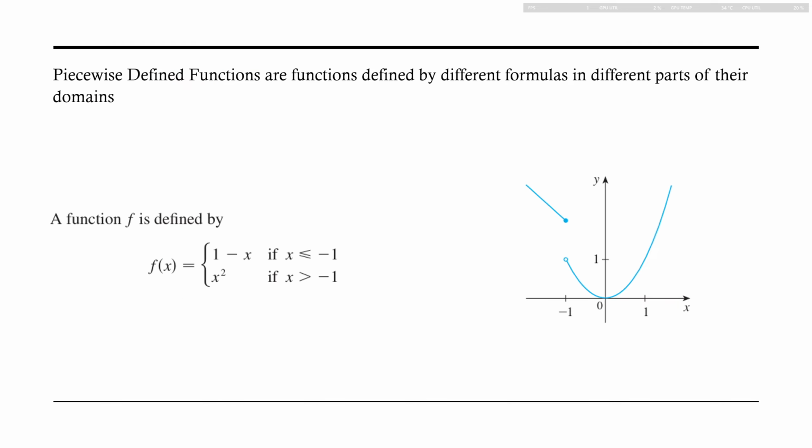Piecewise defined functions are functions defined by different formulas in different parts of their domains. On the left hand side, we see a function f is defined by f of x equals 1 minus x if x is less than or equal to -1, and f of x equals x squared if x is greater than -1.